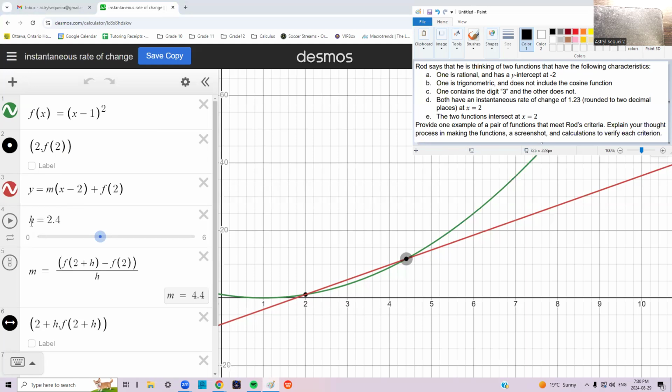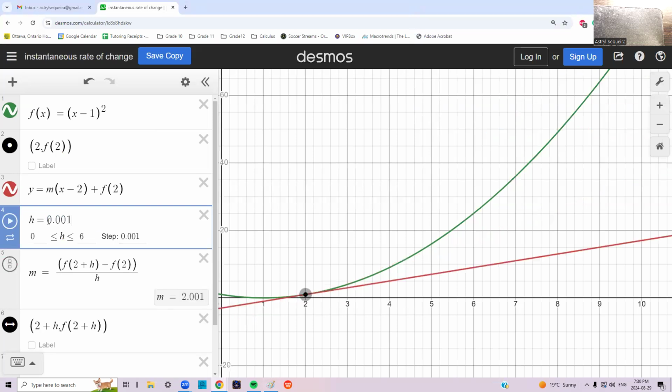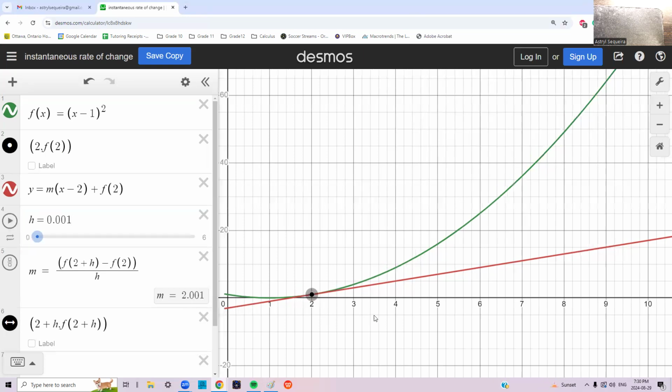Now, the first thing you want to do is change this h value to 0.001, because we want an interval of 0.001, which is great for an IROC. So now you can see the IROC for this default function on Desmos over here, and it automatically calculates the slope of the IROC, which is 2.001 at this point over here.